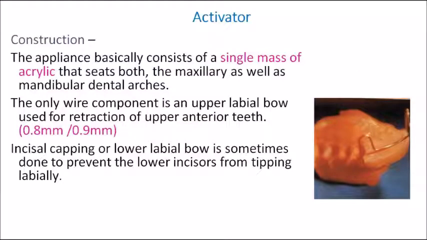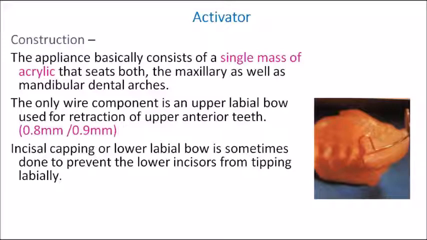Now, with regard to appliance fabrication, an activator basically consists of a single block of acrylic which seats both the upper and lower arches. So please note the picture of this appliance. It consists of a single block of acrylic mass seated in both upper and lower arches, and the only wire component in an activator usually is an upper labial bow, which is made of 0.8 or 0.9 mm wire. Sometimes we can go for incisal capping or a lower labial bow. The lower labial bow is used to prevent the lower incisors from tipping labially. So these are the modifications.